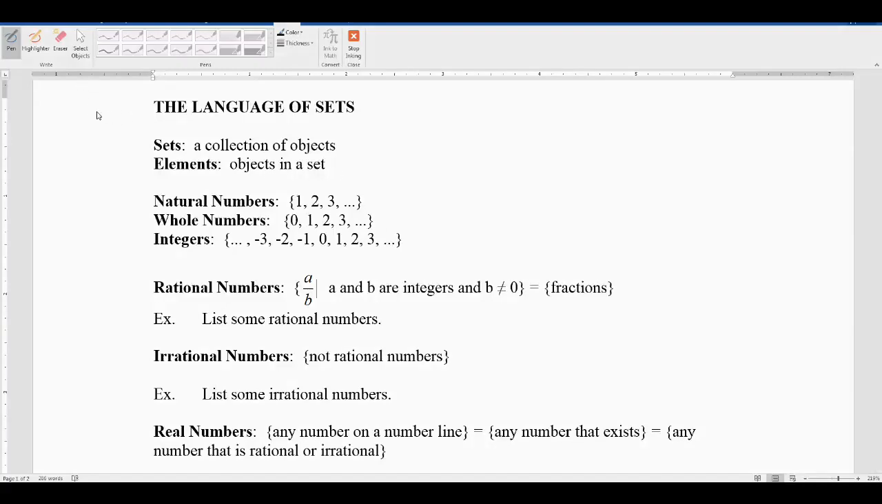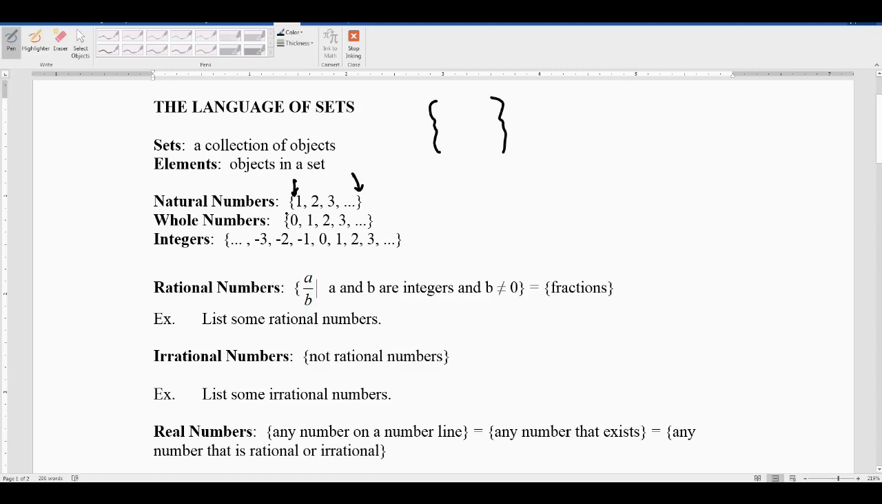The language of sets. Now, the key thing about sets, and hopefully you've seen these before somewhere, is that they're a collection of objects, and those objects in that set are called elements. Now watch this. This is fantastic. See that? That's beautiful. Those are supposed to be set braces, and this is actually what they look like. So if you see that, that means that you have a set. And then the numbers inside, which is what we'll usually use, are called the elements.